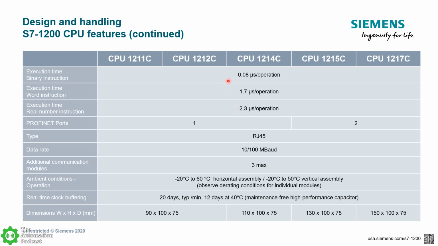So with the 1200s, you get about 80 nanoseconds processing speed for any kind of binary or Boolean instructions. Typical normally open, normally closed, contact type operations. With word instructions, these things are like moving registers, moving bytes, moving words, you get 1.7 microseconds per operation. And then for floating point math and arithmetic type stuff, you'll get about 2.5 or 2.3 microseconds.